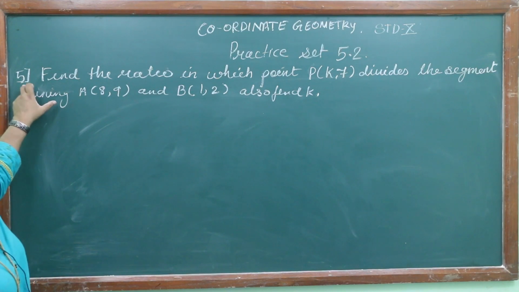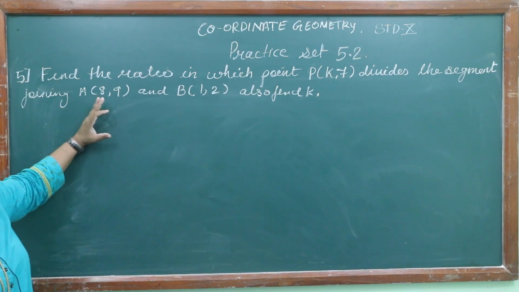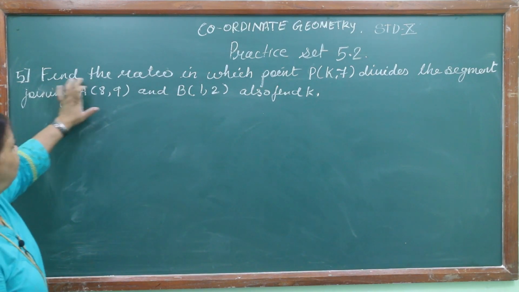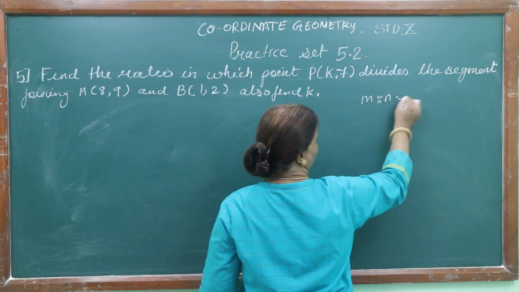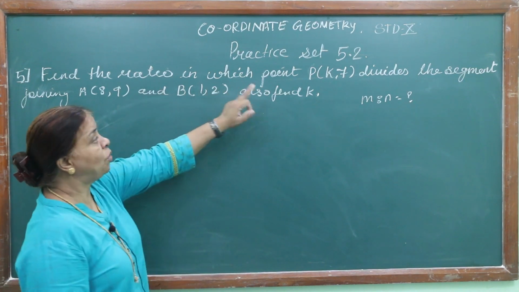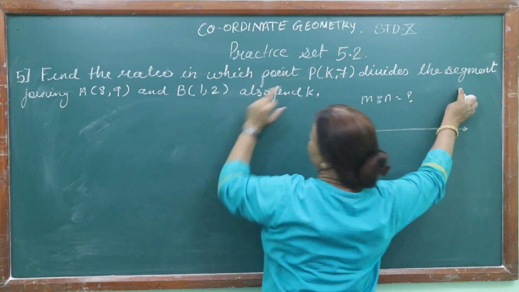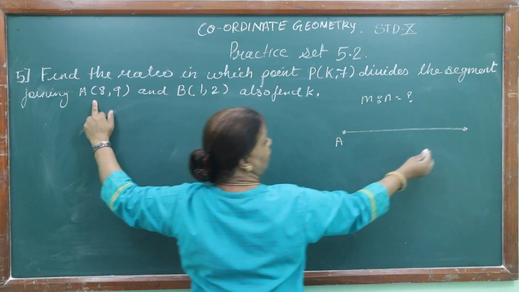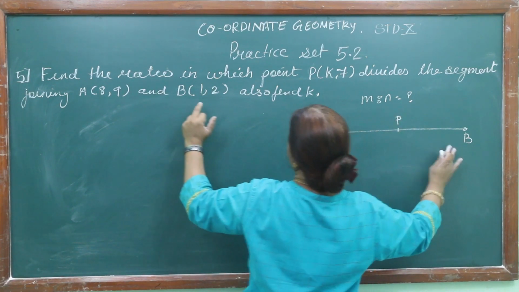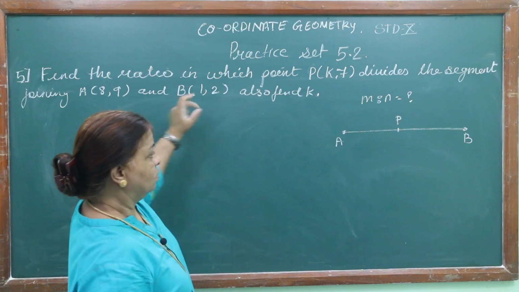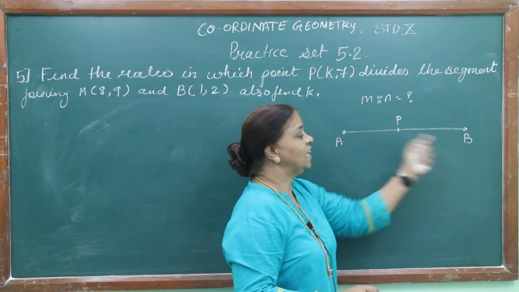Question number 5. This question is a little different from the other previous sums we have done. Now pay attention, children. We need to find the ratio. Ratio means m is to n, we need to find out. Find the ratio in which point P, which is dividing the line segment AB. P is the point that divides the line segment AB. Means we need to find the ratio in which point P is dividing the line AB.